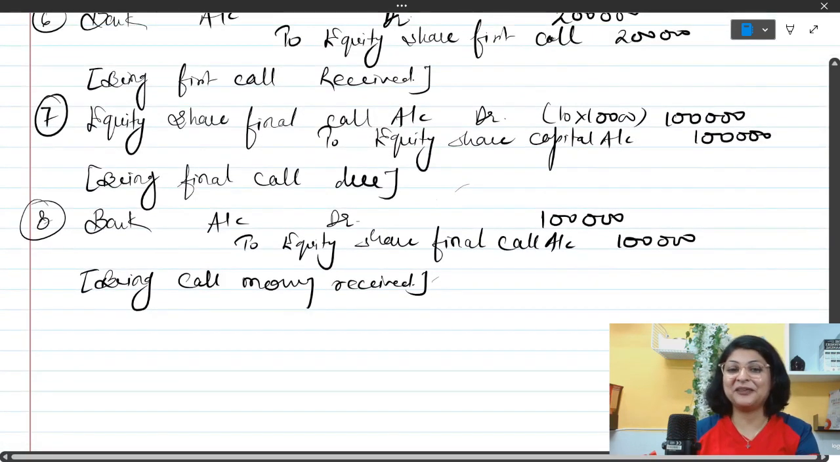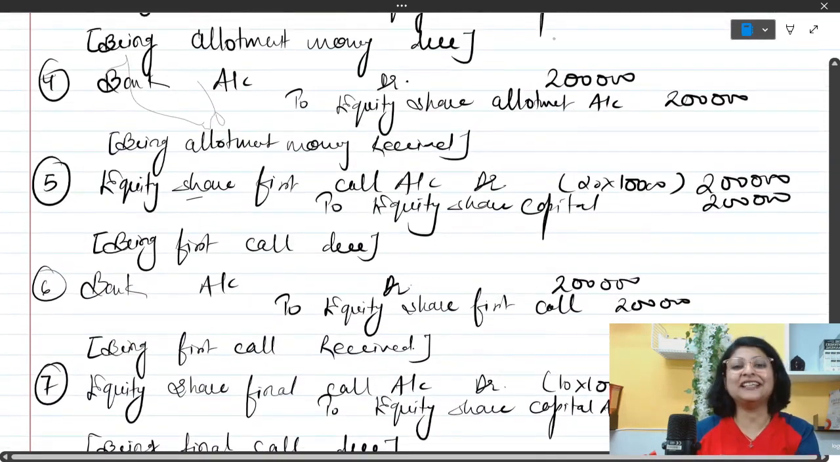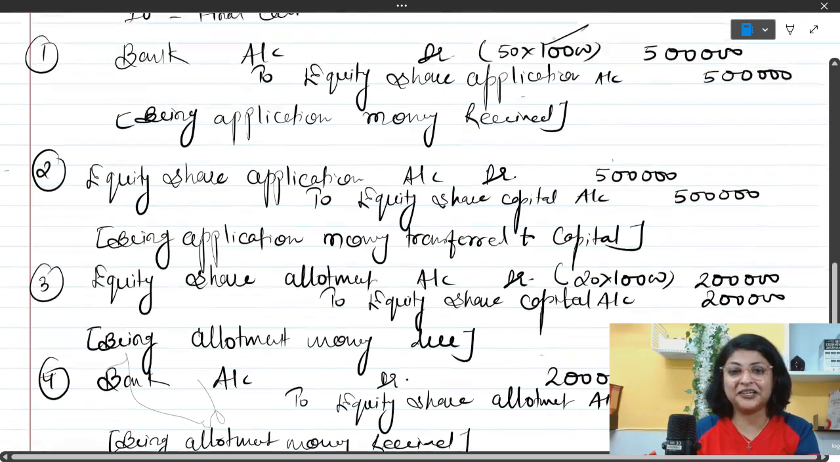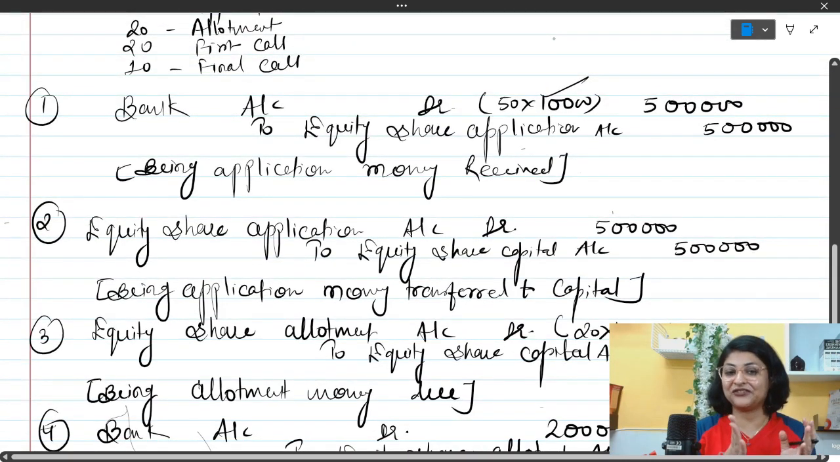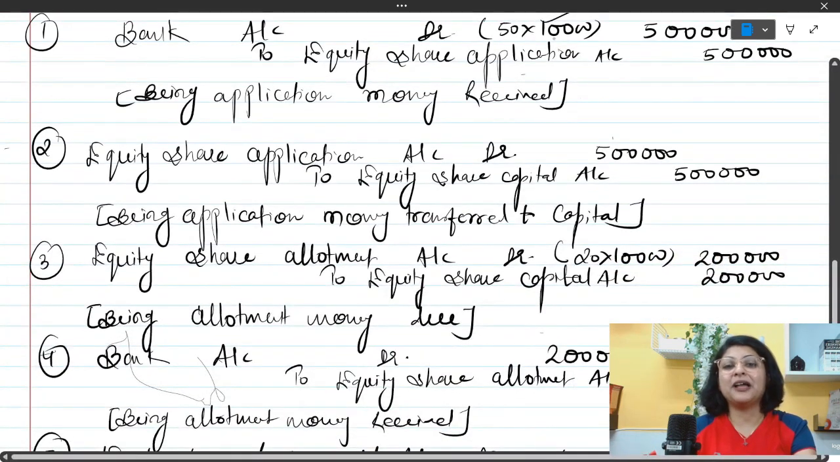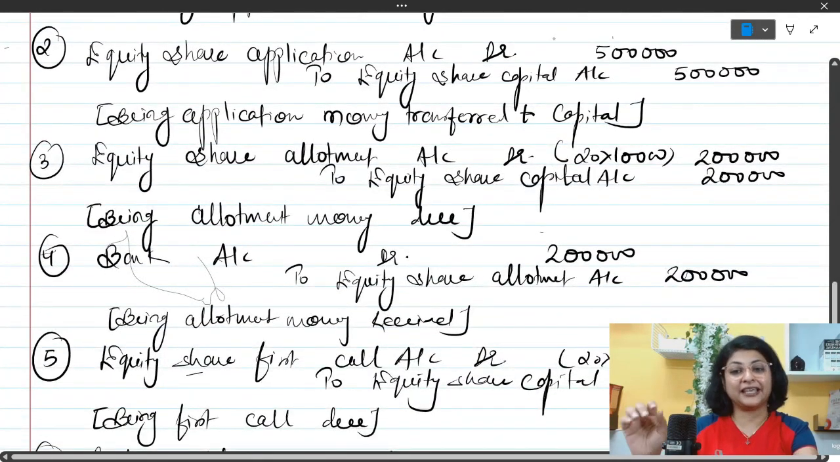So let's revise what we've done in today's class. We will be ending the lecture after this. First thing, we have understood that we are talking about the journal entries. The rest of the part we have already revised. So the first journal entry, when you are receiving the money from the applicant: bank account debit to equity share application. Then you will close this account by transferring it to the capital. So equity share application account debit to equity share capital is the second entry. Third entry is allotment money getting due.